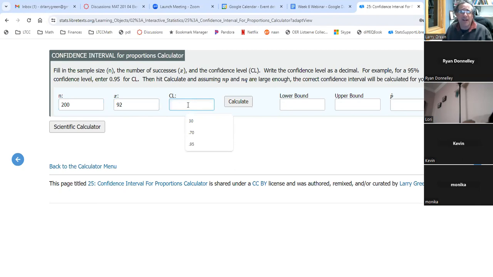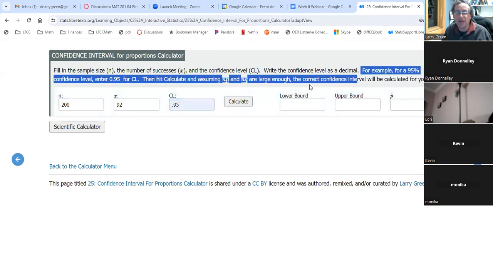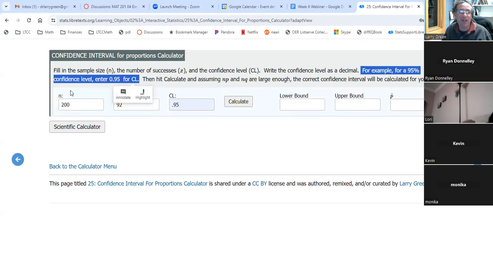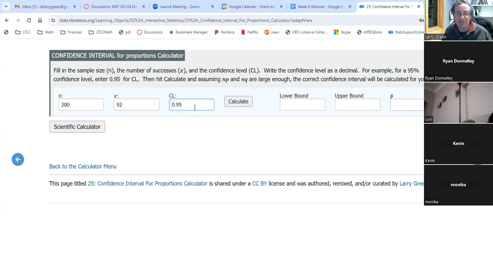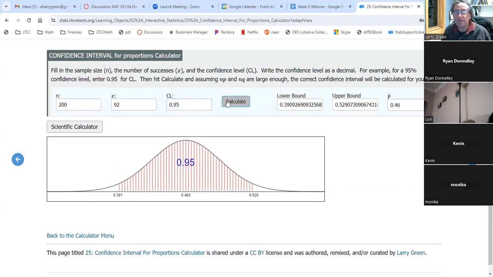What do you think you should use for a confidence level here? Yeah, never 95, but 0.95. Okay. And I put in the instructions here, if you want 95%, enter 0.95. The 0 doesn't matter, but it can't hurt to write 0. It's just easier to read. And hey, calculate. Any questions? I tried to make it easy.